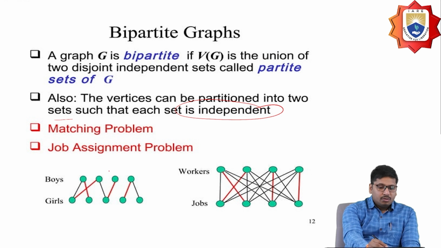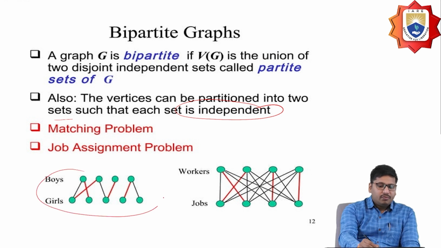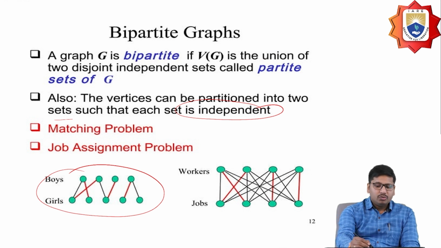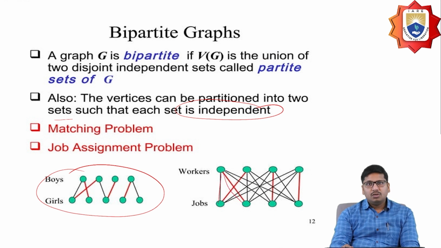This is one of the examples of the matching problem: boys and girls relationship matching. And then the job assignment problem. In this job assignment problem, we are going to see how workers are assigned jobs. So that kind of relationship will also be handled through bipartite graphs.